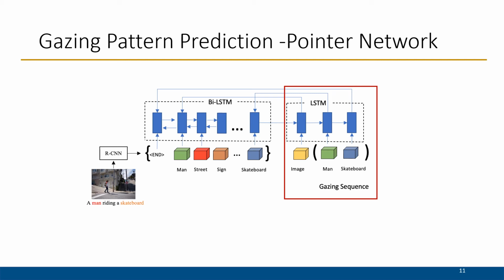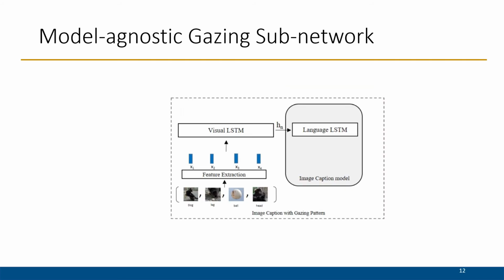In the first time step, the input is the feature of the image, so the model can have contextual information before pointing to the first region. To incorporate the gazing pattern into image captioning models, we propose a model-agnostic gazing pattern subnetwork that can be plugged in as an additional visual feature to image captioning models.